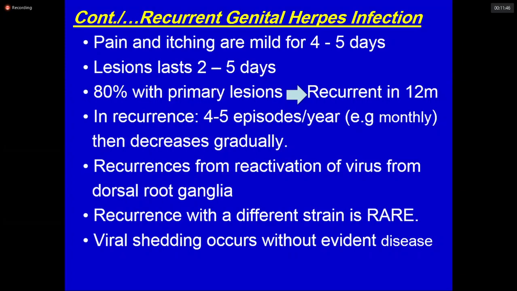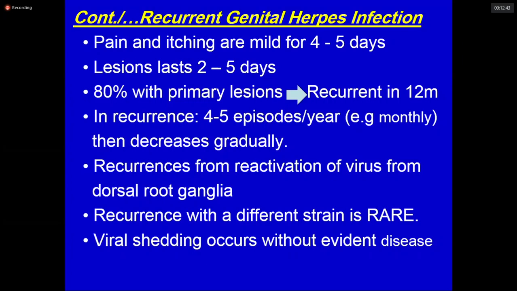80% of patients with the primary lesions will suffer from recurrence in 12 months. That means of the patients infected during a year, 80% of them will have recurrence. This recurrence may occur 4 to 5 times per year, maybe monthly. For this reason, I said with recurrence the patient will know from the paresthesia that the lesion will appear. Then it decreases gradually. The recurrence is from reactivation of the virus from the dorsal root ganglia. I mentioned this because of the latency in the dorsal root ganglia, and there will be reactivation from there.